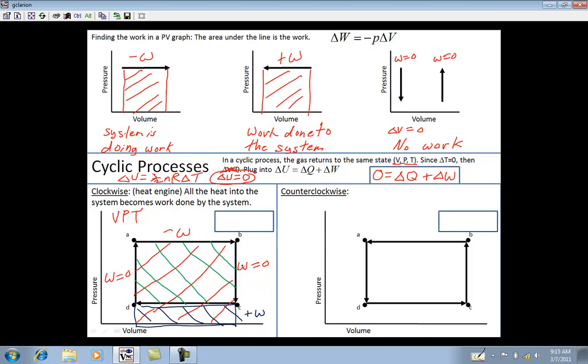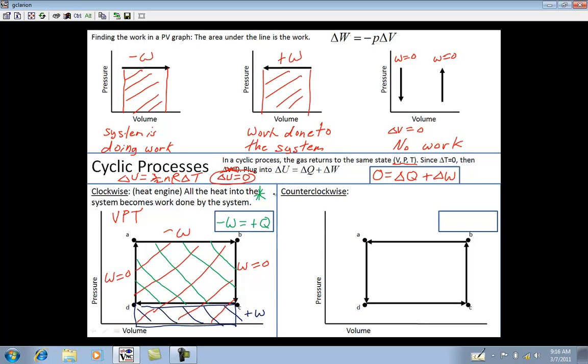Okay? All right. In this case, since my net work is my net work going to be negative or positive? Negative. Okay? My net work is going to be negative. So in this case, my equation is going to be negative W is going to equal positive Q. What this means is all the heat into the system becomes work being done by the system.